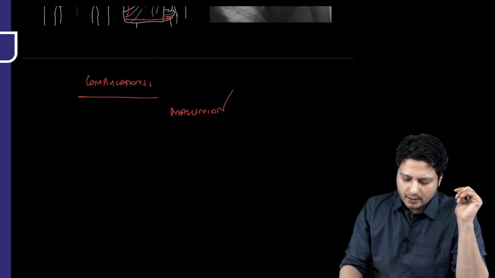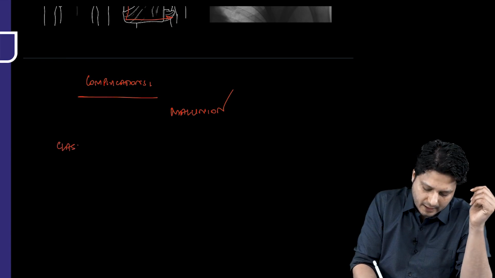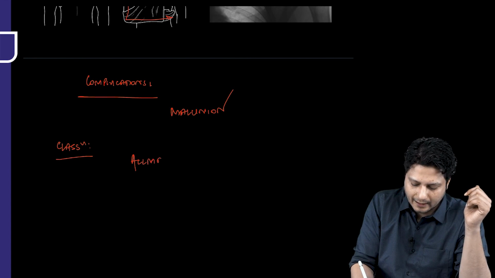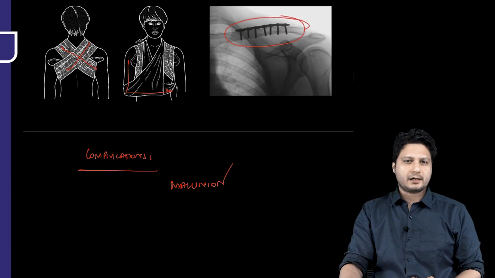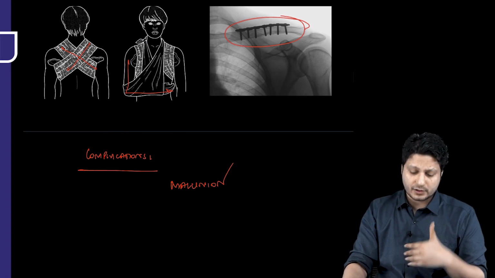Point number 2, what is the name of the classification for the fracture of the clavicle? It is classified by Allman classification. Alright, so fractures of the clavicle are classified by Allman classification. So you need not go into the details of these clavicular fractures too much.